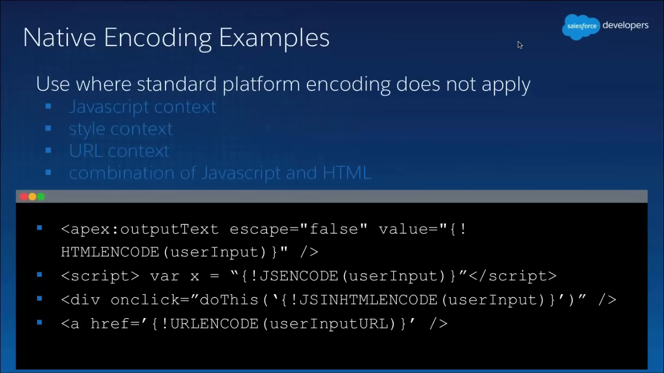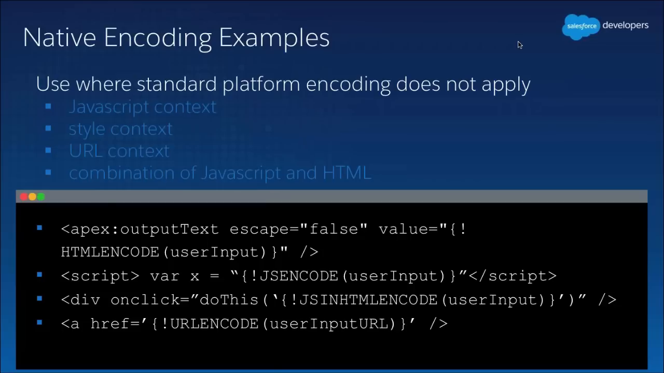We talked about native encoding, and we can use this on reflected and stored cross-site scripting vulnerabilities. Before we go into fixing, let's take a look at the examples. Where standard platform encoding doesn't apply, we need to use the encoding functions. Four of those cases are JavaScript context, style context, URL context, and a combination of JavaScript and HTML. Let's take a look at the examples below.